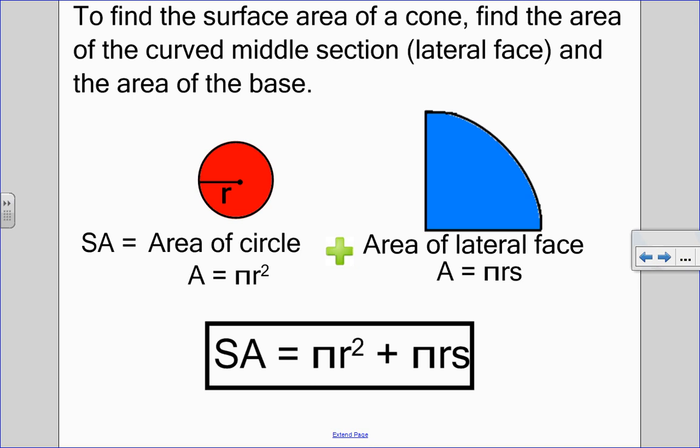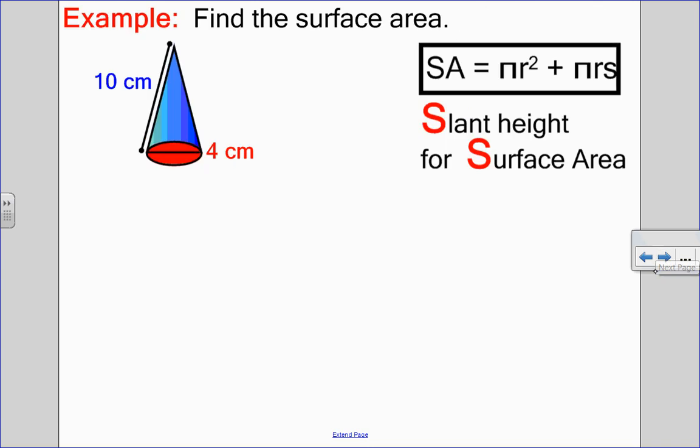To find the surface area of a cone, we need to find the area of the curved piece, which is the lateral face, and the base, which is a circle. The area of a circle we already know is pi r squared, but the area of this curved middle section has a formula pi r s, s standing for the slant height. Put those together and we have our formula for surface area of a cone, pi r squared plus pi r s. This will be on the formula sheet, so you don't need to memorize it.